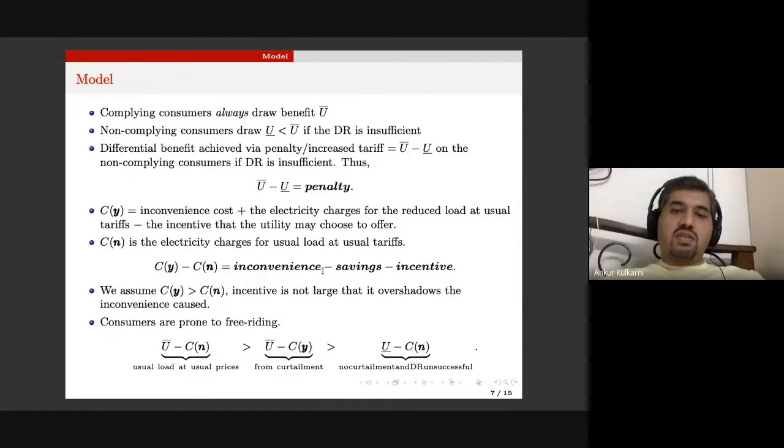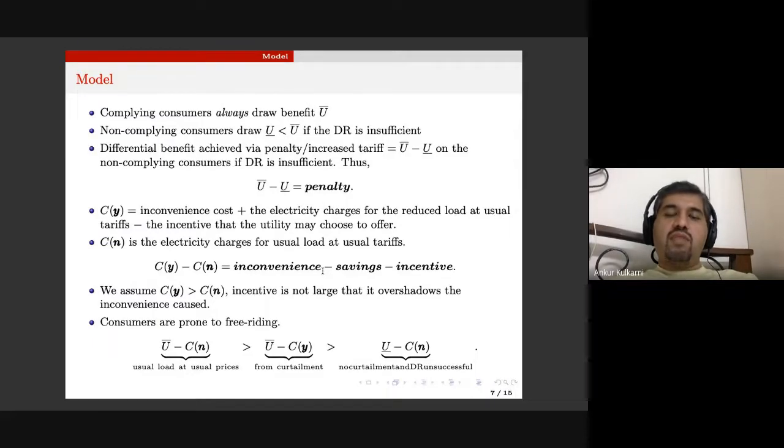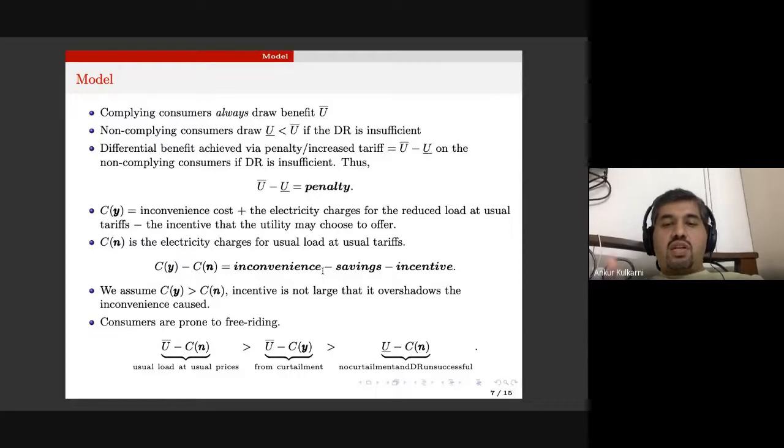Okay, so complying consumers, in other words, always draw benefit u upper bar, no matter whether there is enough curtailment or not. If they do not comply, the benefit they get is u under bar. Now u under bar is less than u upper bar, in the case that your demand response is insufficient. So the differential benefit, u upper bar minus u lower bar, can be achieved via either a penalty or an increase in tariff. So you can think of the difference as the penalty that is being charged to the non-compliant consumer if your demand response is insufficient.